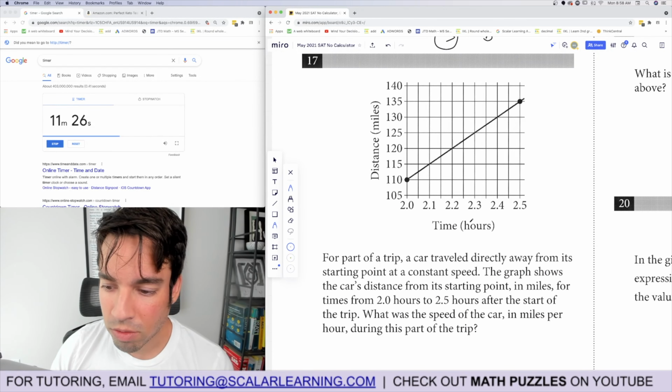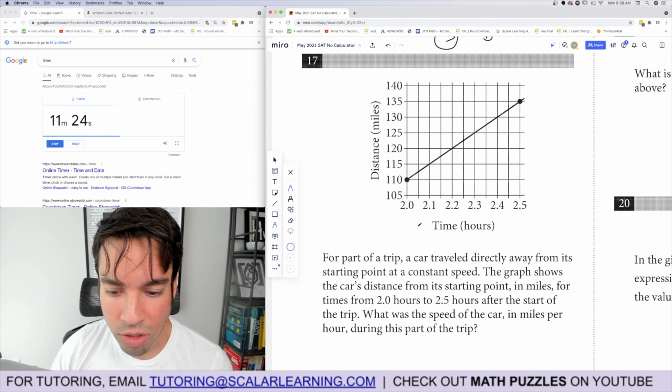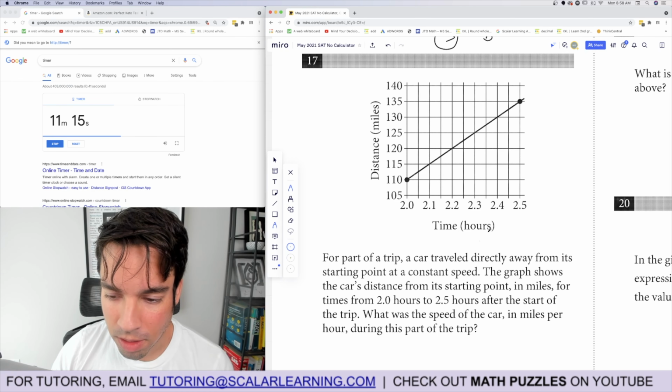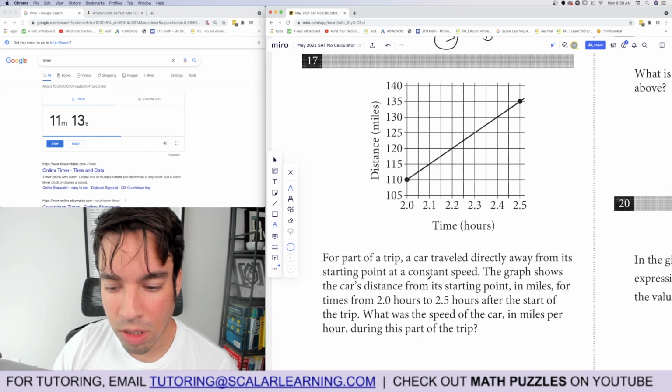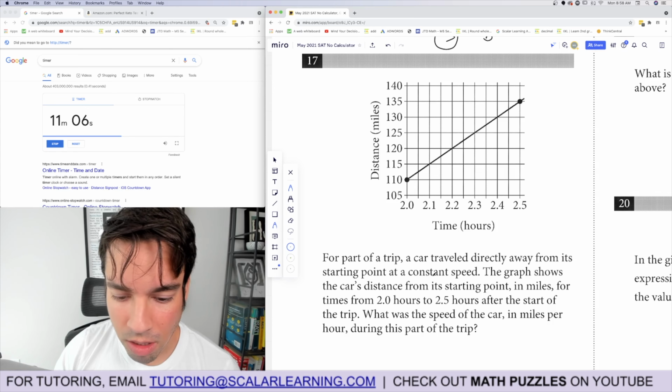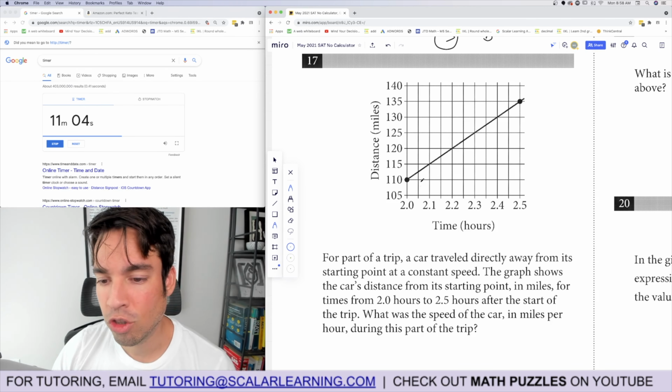For part of a trip, a car traveled directly away from its starting point at a constant speed. The graph shows the car's distance from its starting point. So here it's 110 away, 115, 120, etc. at these various time stamps. The graph shows the car's distance in miles for times from 2 to 2.5 hours. So here's 2, here's 2.5. Cool. What was the speed of the car during this part of the trip?